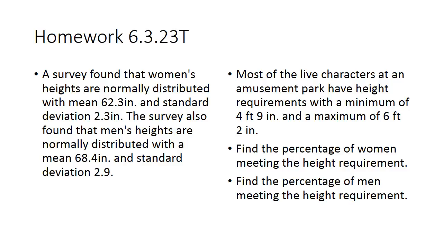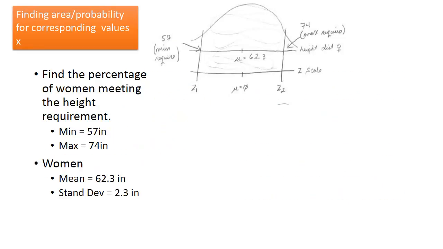So here we're looking at height of live characters at amusement parks and their height requirement. We are given the mean and the standard deviation for both of these populations. And we have two problems here that we're going to solve. First is finding the percentage of women meeting the height requirement, and the second one is solving the percentage of men meeting the height requirement. So let's start looking at the percentage of women meeting the height requirement.